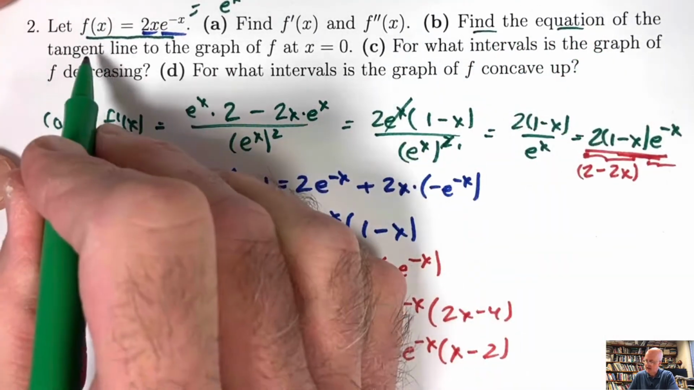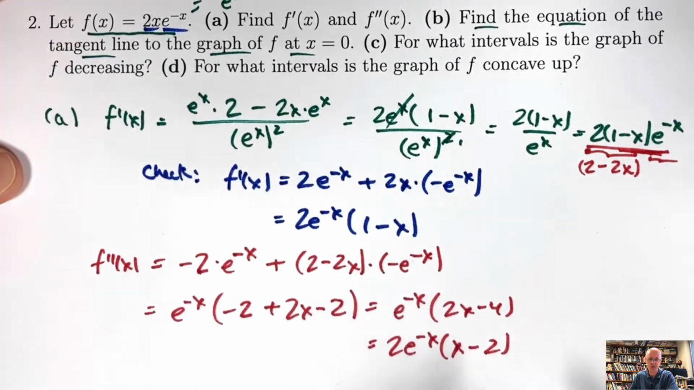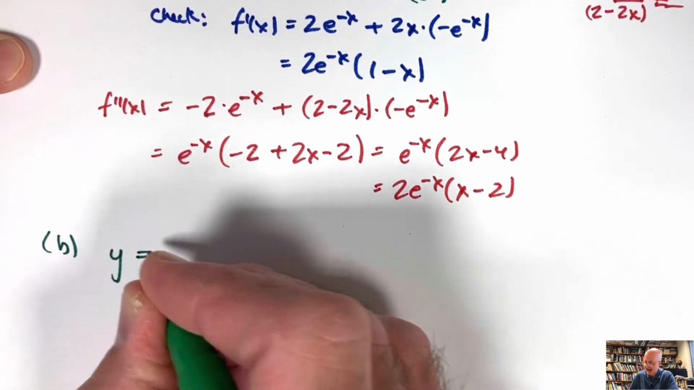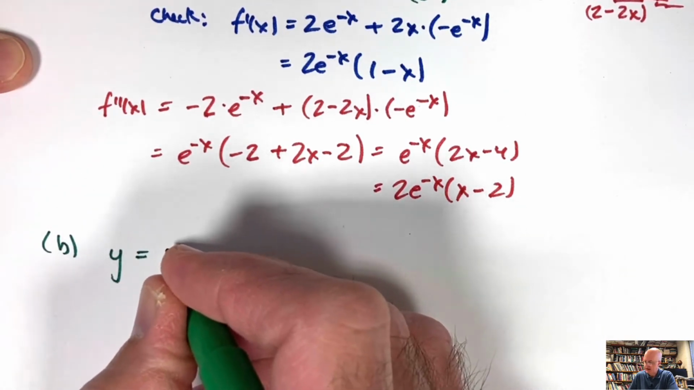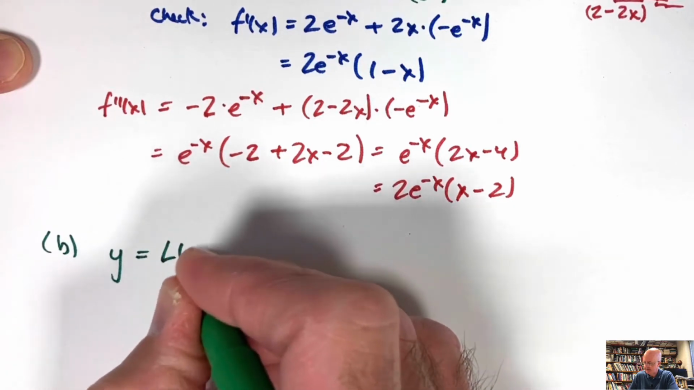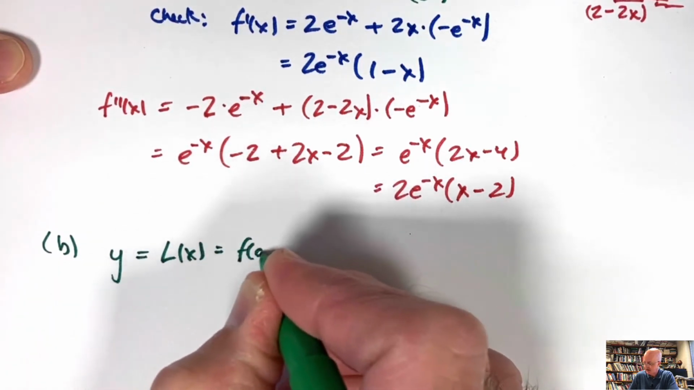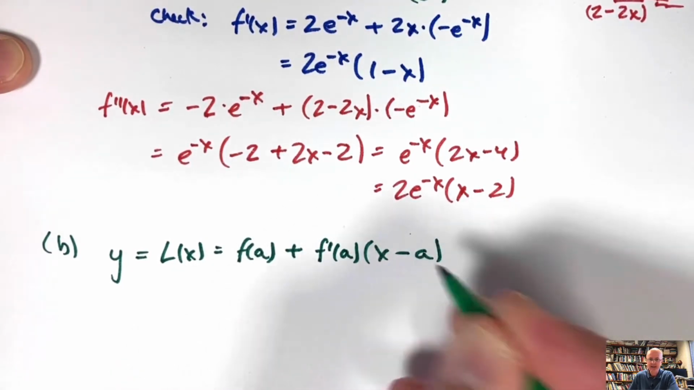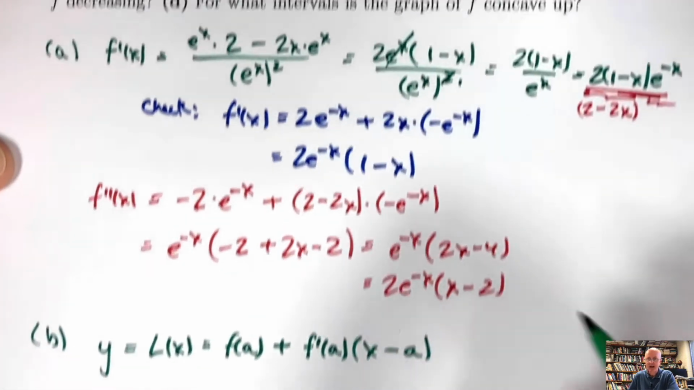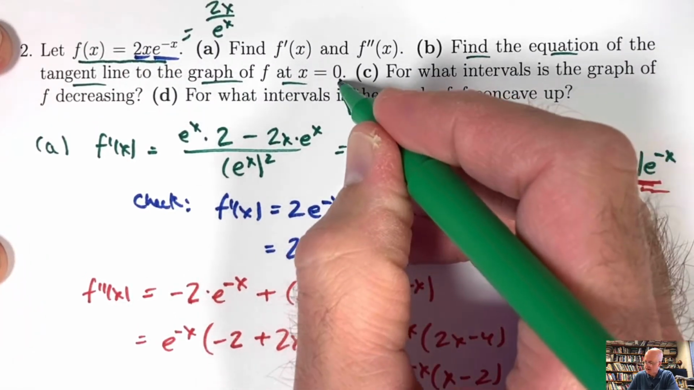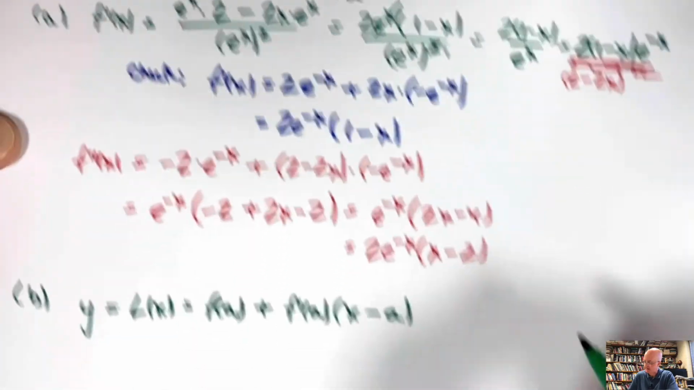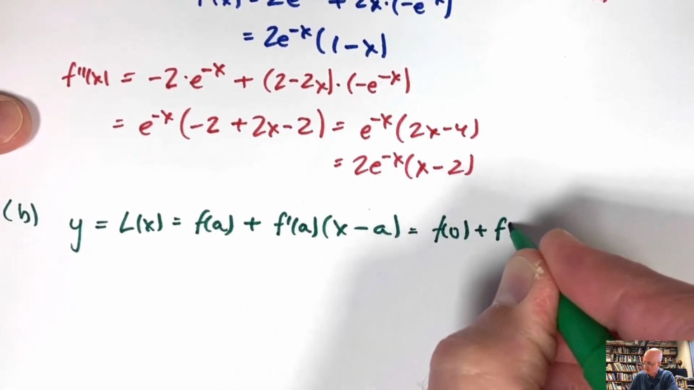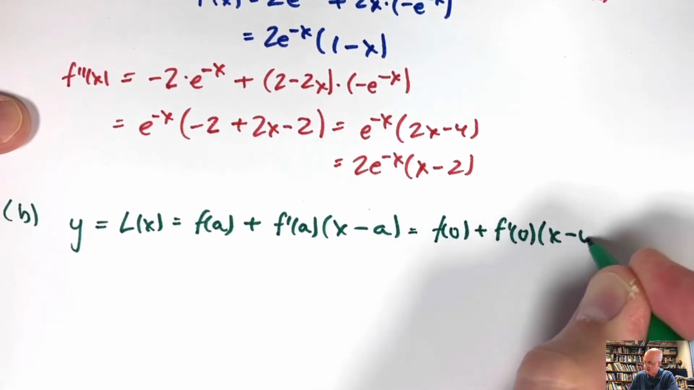Find an equation of the tangent line to the graph of f at x equals 0. The general equation of a tangent line at x equals a, you could give the tangent line function a name if you like, L of x for linear, is f of a plus f prime of a times (x minus a). What's a? a is the value of x that you happen to be thinking about. That is the a right there, 0 for this example. So this is going to be f of 0 plus f prime of 0 times (x minus 0).